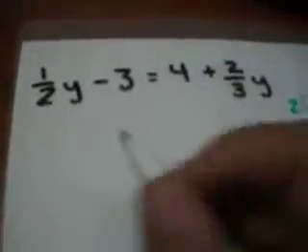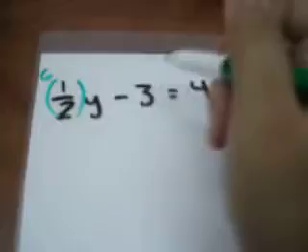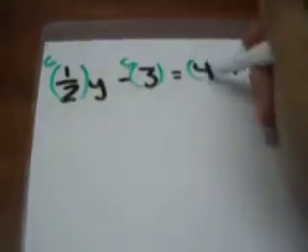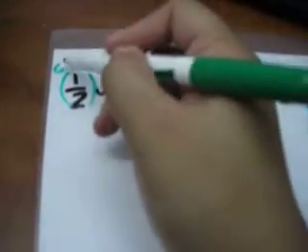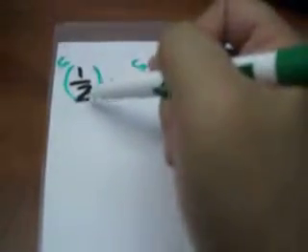So I'm going to multiply everything by 6. I'm going to multiply this by 6, this by 6, 6, and 6. Now I have to divide my LCM by the denominator. 6 divided by 2, well, that's 3. So that cancels out the 2, and I'm left with just 3 in brackets, my numerator, 1y.